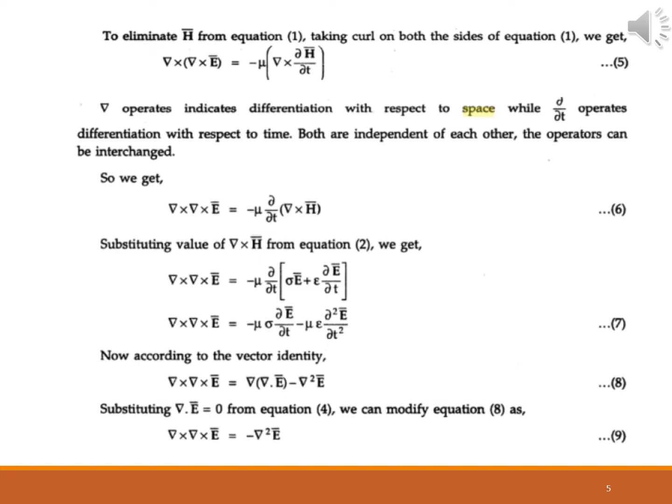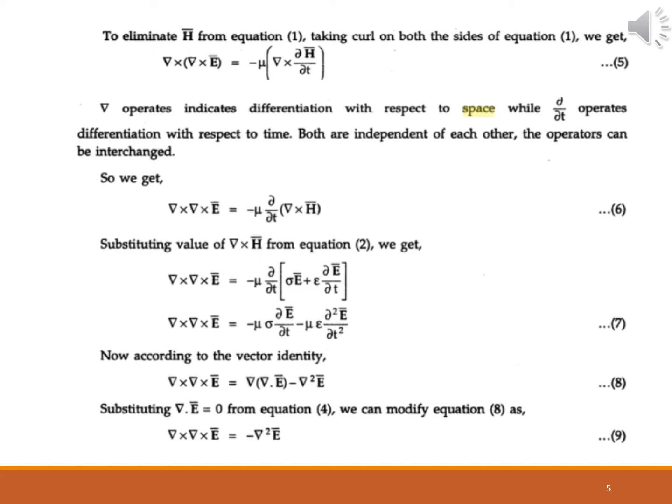Okay, so equation 5 can be written as del cross E is equal to minus mu dou by dou t of del cross H. So we've just interchanged, okay? Instead of writing it as del cross dou H by dou t, we have interchanged. It is actually a property of these differentiation operators. They are independent of each other and they can be used interchangeably, okay? So that is a property. You can understand it in that way.